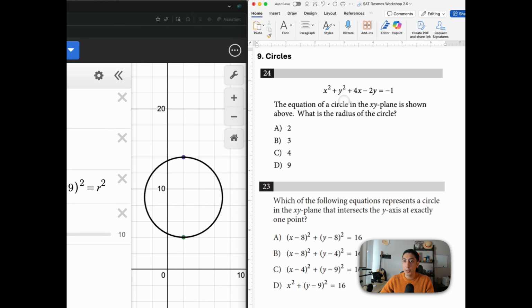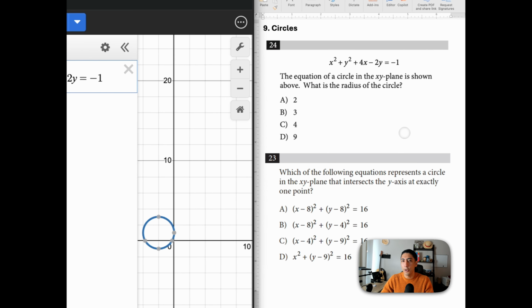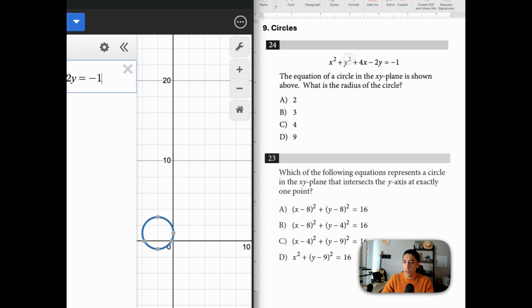What's nice about circle questions is that even though this doesn't look like a circle equation, at the very least, they'll tell me it's a circle. So all I'm going to do is plug in the circle equation that they give me. And just a brief note, if you're wondering why my circle equation looks like this and not something like this, well, it's just the same thing, but they foiled it out. That's all they did. Okay, cool.